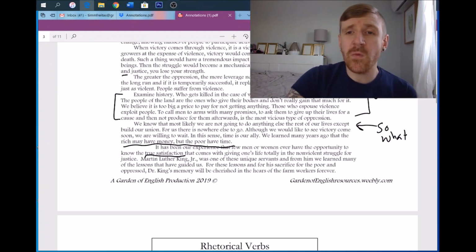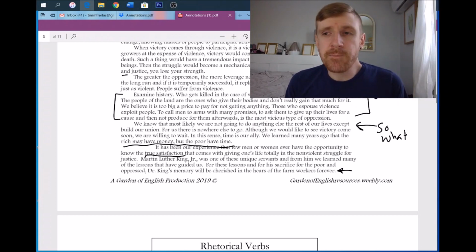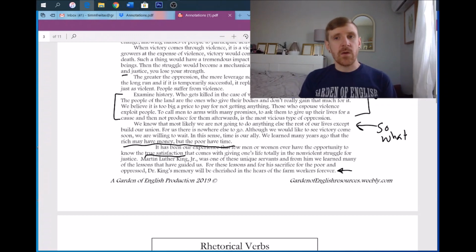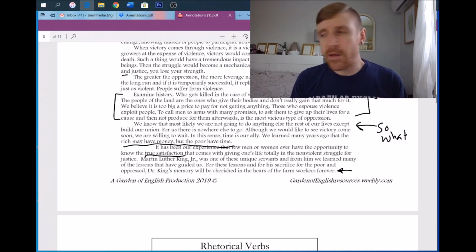And so what's our so what here? Our so what is that we can do this and we can actually cherish his memory. And who wouldn't want to do that if they actually are part of the farm workers movement and care about the nature of civil rights? So at the very end here, it's very, very audience focused about what they can do from here on out now that they know that nonviolence is indeed more powerful than violence.